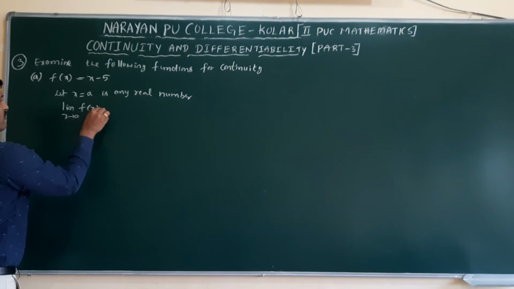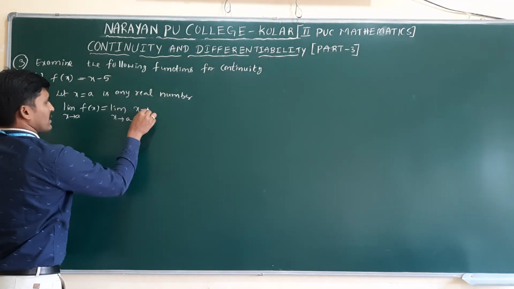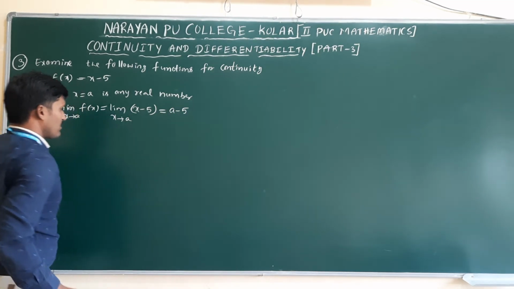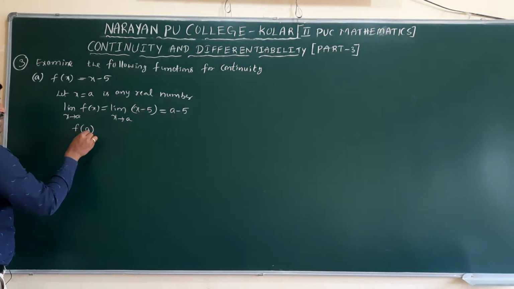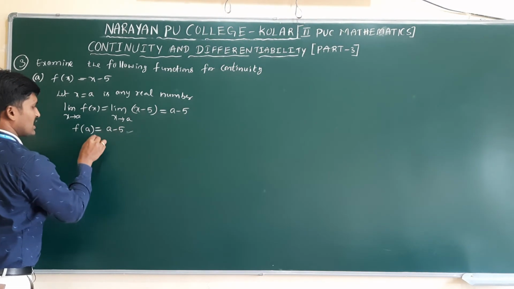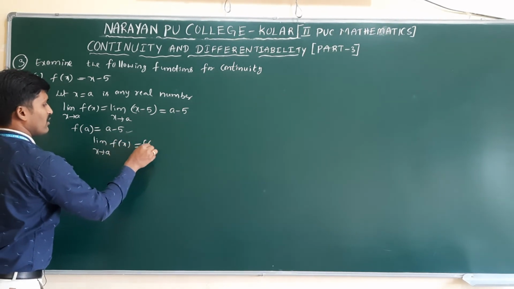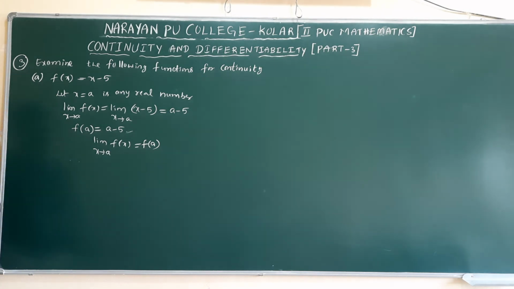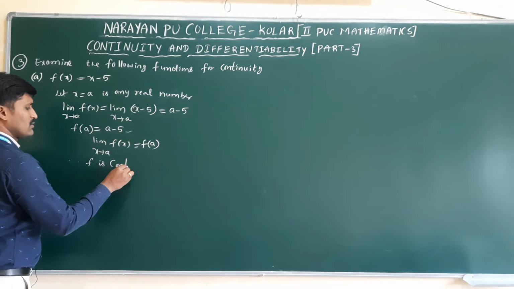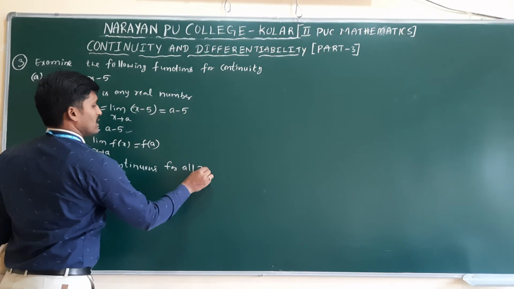Limit as x tends to a of f of x is equal to limit as x tends to a of x minus 5. In the place of x substitute a, that is a minus 5. For the function value at a, directly substitute, that is a minus 5. Now both are equal, so limit as x tends to a of f of x equals f of a. That's why it is clearly satisfied for any real number. Therefore f is continuous for all real numbers.